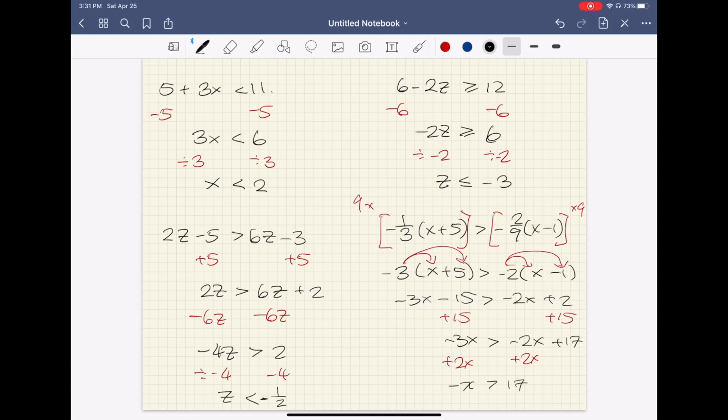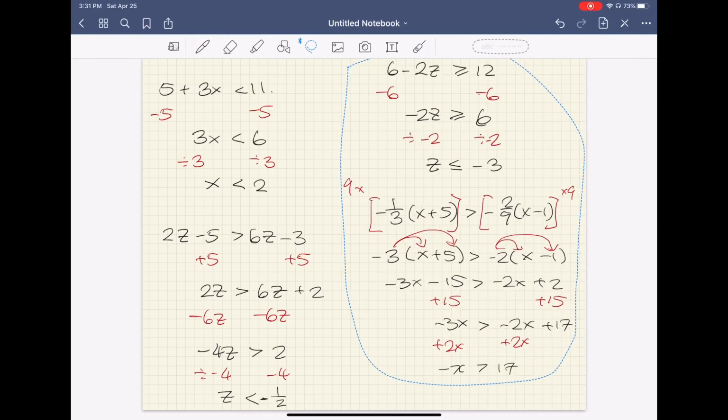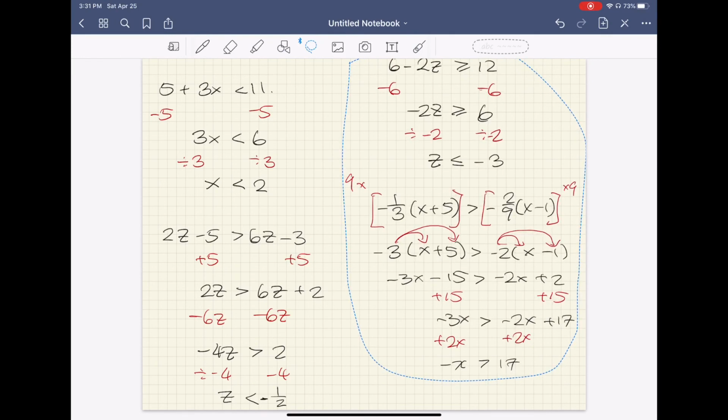Okay, let me see if I can make a little more space. And we can multiply by negative 1 on both sides. Negative x times negative 1 becomes just x. Positive 17 times negative 1 is negative 17. Now, because we multiplied by a negative, we need to switch the sign to the other side.